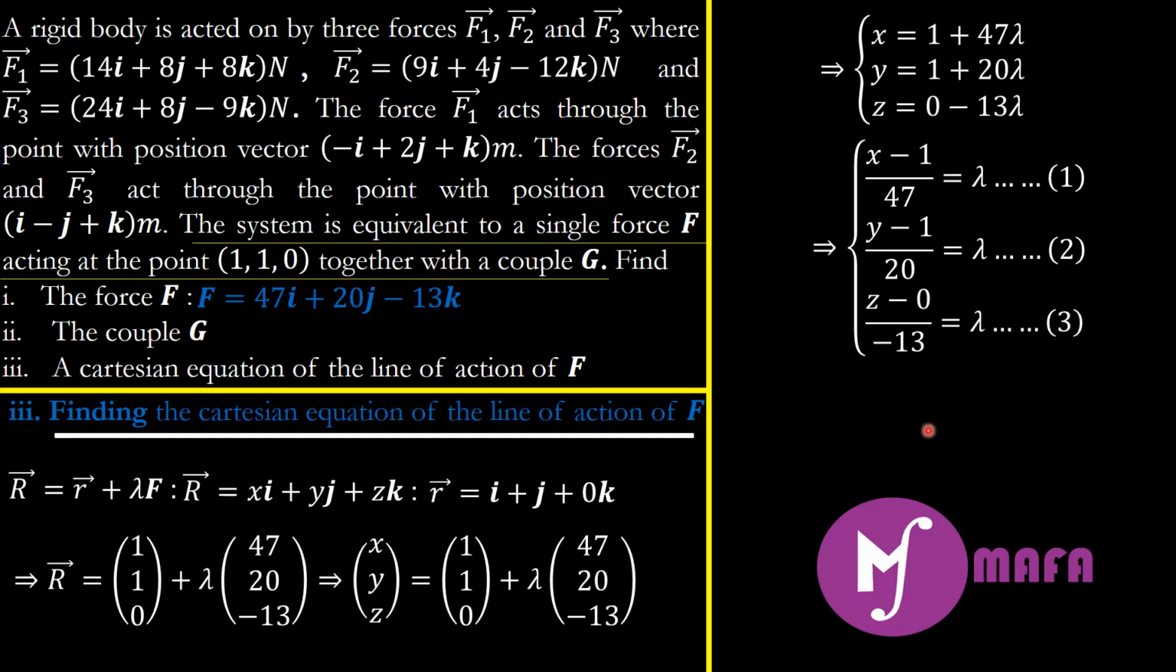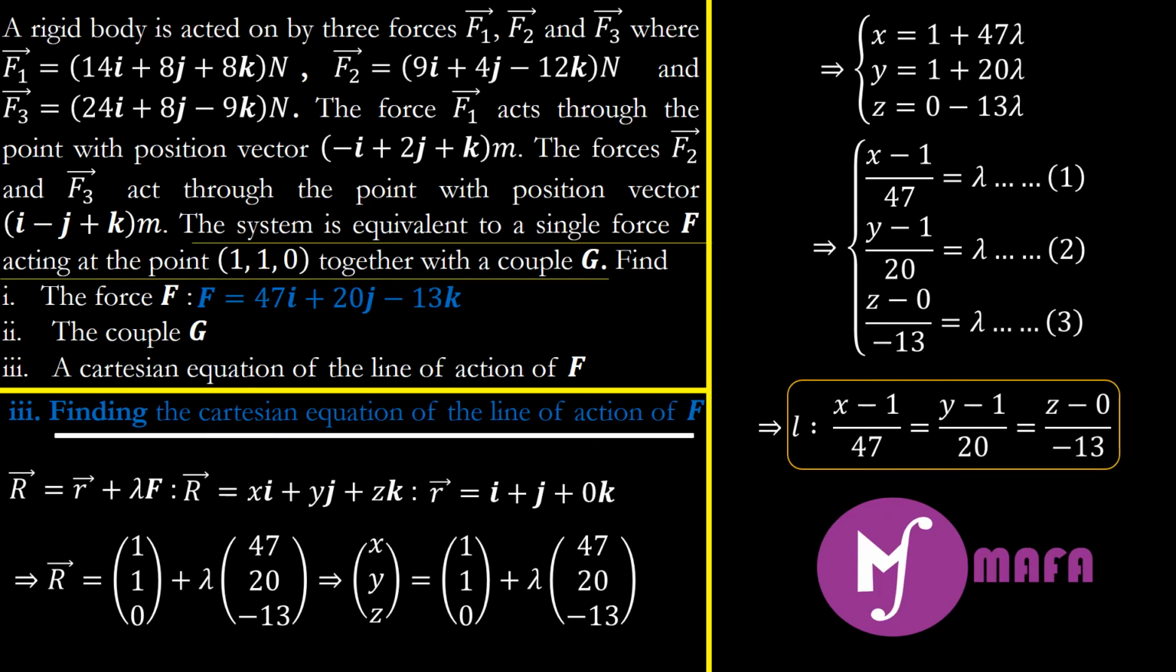We make lambda the subject of the formula in every equation, and then since lambda is the subject of the formula in the first equation, in the second, and in the third, it means that those equations are the same, so we can equate them together, and this gives us the Cartesian equation of the line of action of the force F.